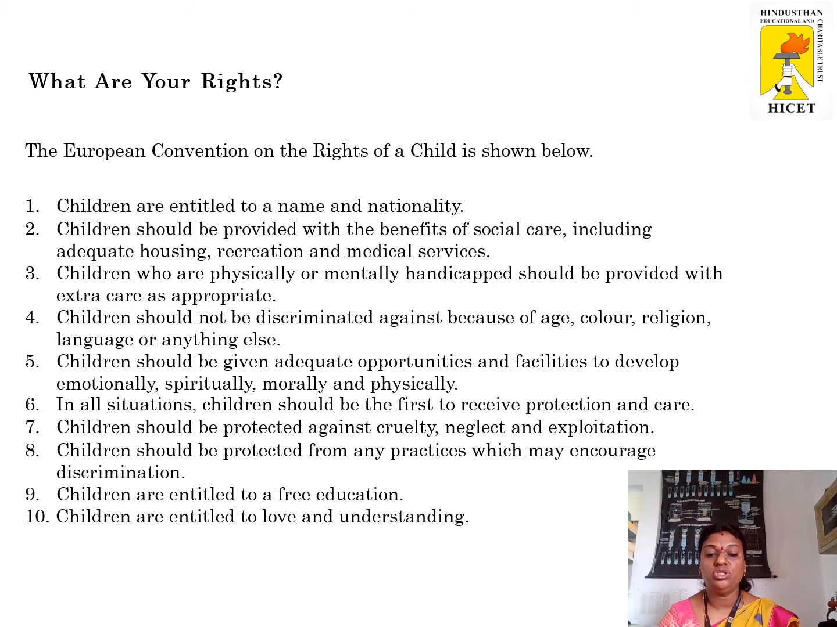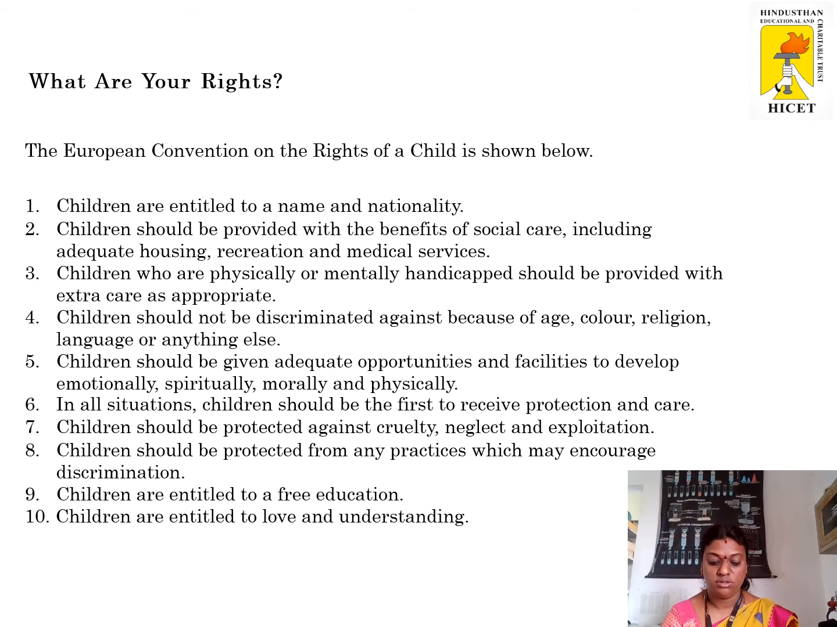Next I am going to tell about the European Convention on the Rights of a Child. Children are entitled to name and nationality. Children should be provided with the benefits of social care, including adequate housing, recreation, and medical services. Children who are physically or mentally handicapped should be provided with extra care as appropriate. Children should not be discriminated against because of age, color, religion, or anything else.